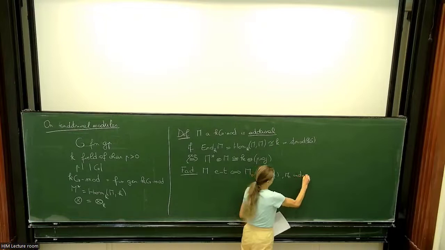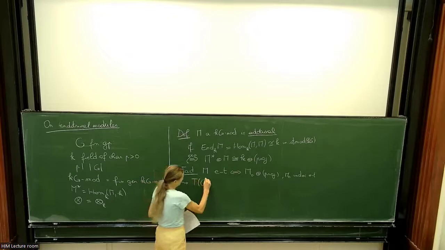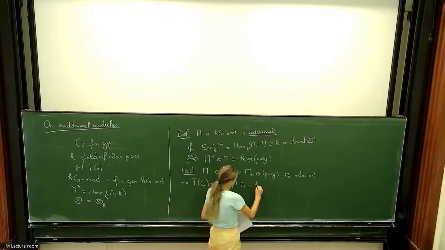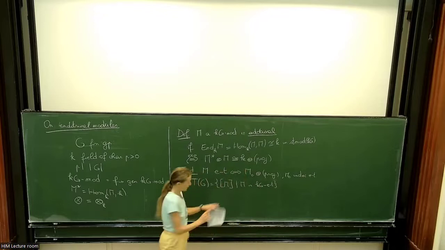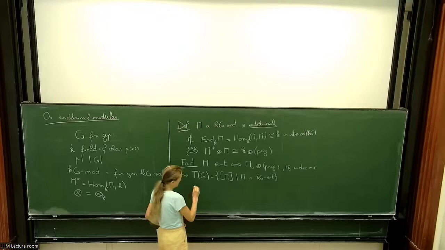So this fact is very, very nice because then we can define the set T(G), which is the set of stable isoclasses of endotrivial modules, so such that M is an endotrivial KG-module. These brackets denote the stable isoclasses. This is a set, but you can also equip it with the structure of an abelian group, which is induced by the tensor product.